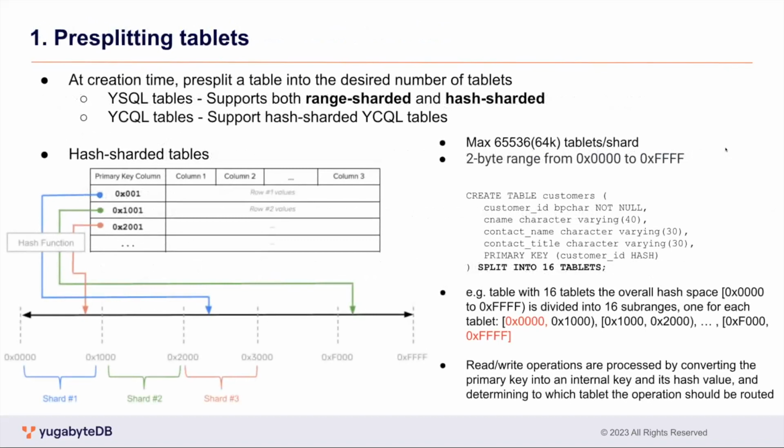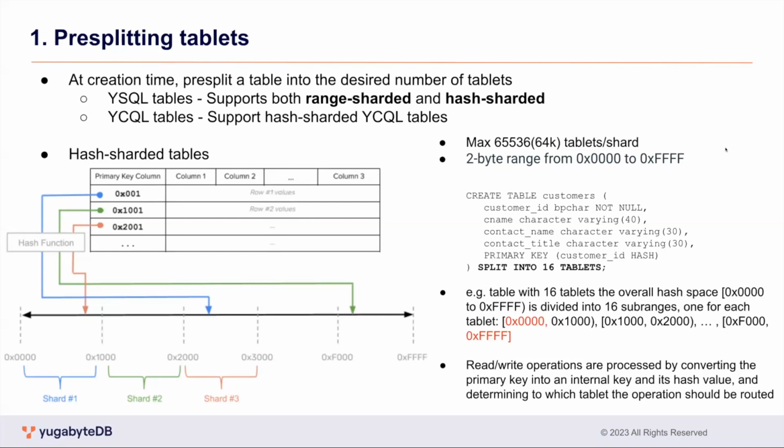So pre-splitting, again, is at creation time, where you create the tablet. You can say, I want to split, for example, this table into, in this case, 16 tablets, 16 shards. The way it works, for YSQL, we support both range shard and hash shard. For YCQL, sorry, we only support hash shard.